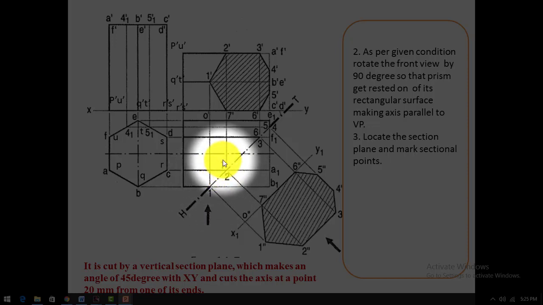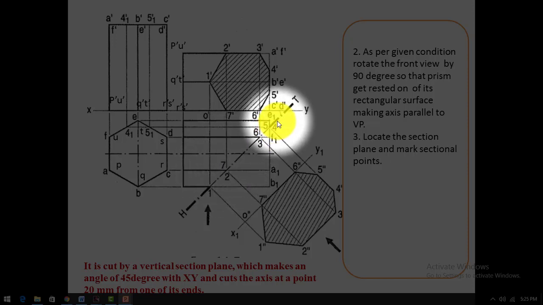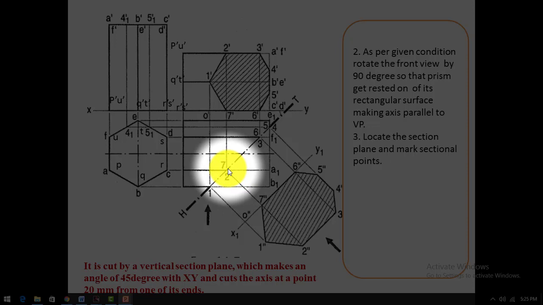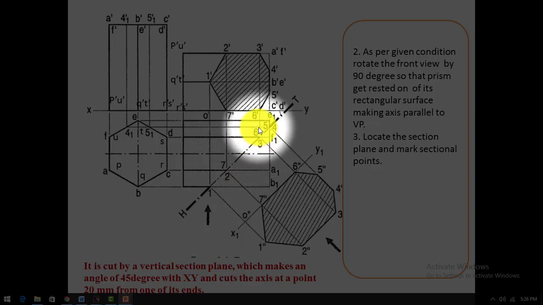Then here there are two sectional points. The sectional points are the points developed by the intersection of the section plane and the edges of the prism. Here there are two sectional points. One is on the AP edge, and the second one is on the CR edge. Then this point need not be taken because it is on the axis. The next sectional point is here, 6 3.